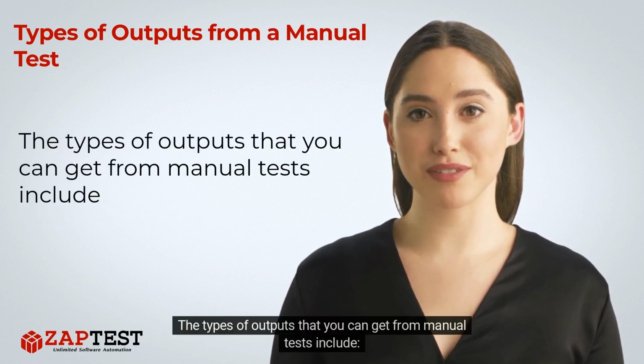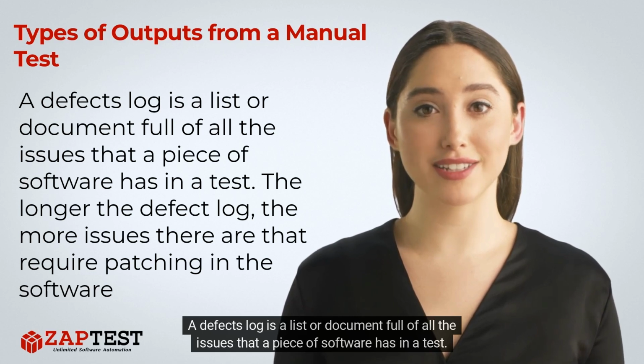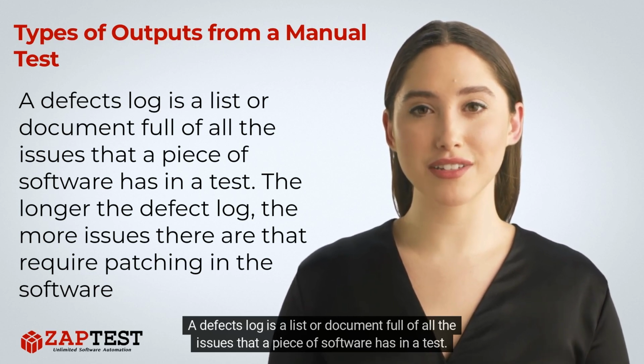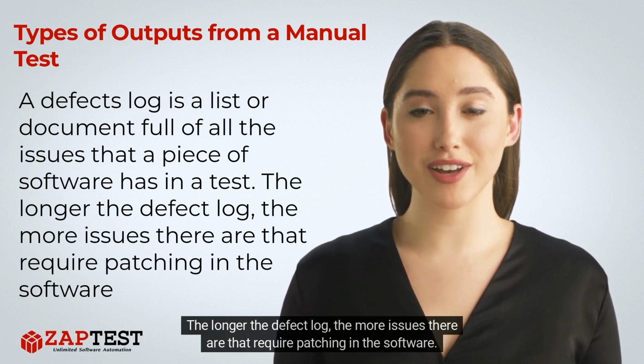The types of outputs that you can get from manual tests include: 1. Defects log. A defects log is a list or document full of all the issues that a piece of software has in a test. The longer the defect log, the more issues there are that require patching in the software.